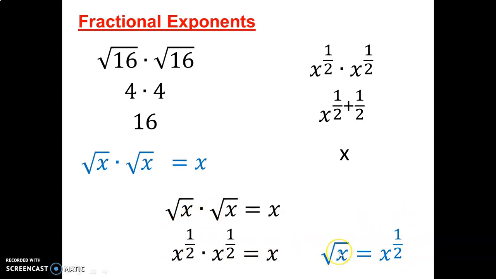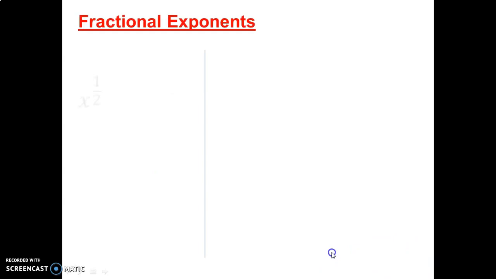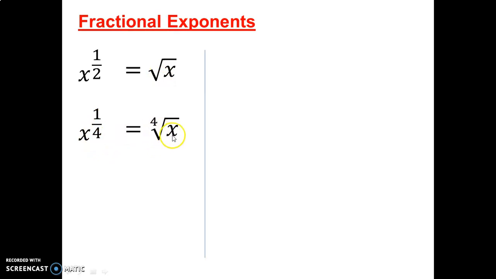When you see a square root, it can be written as x to the 1/2. Okay, key rule there. And here's a little bit more about that. So here's x to the half, which we just saw equals the square root of x. But also, x to the 1/4 equals the fourth root of x.